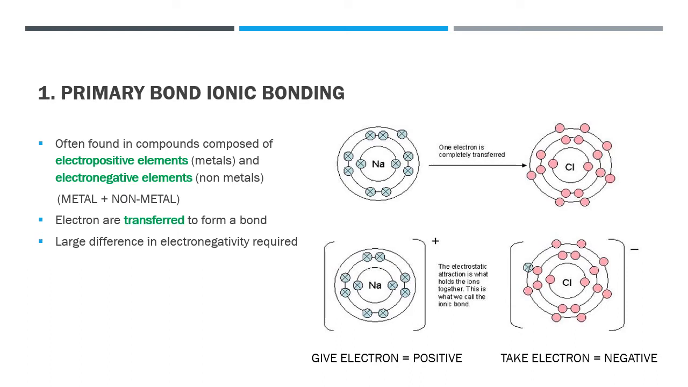The first primary bond is ionic bonding. Ionic bonding is often found in compounds composed of electropositive elements, which are metals, and electronegative elements, which are non-metals. The electrons are transferred to form a bond, and this type of bonding requires a large difference in electronegativity.